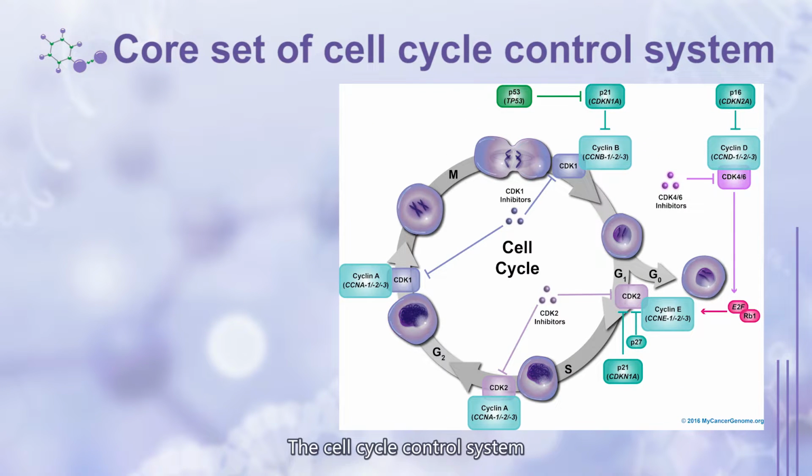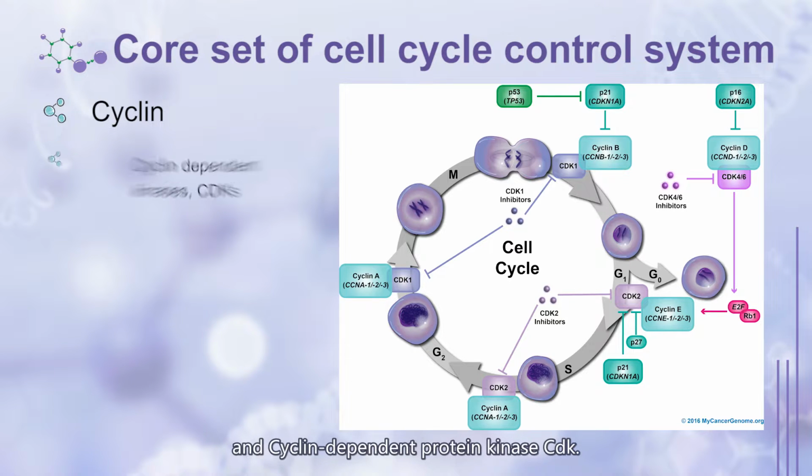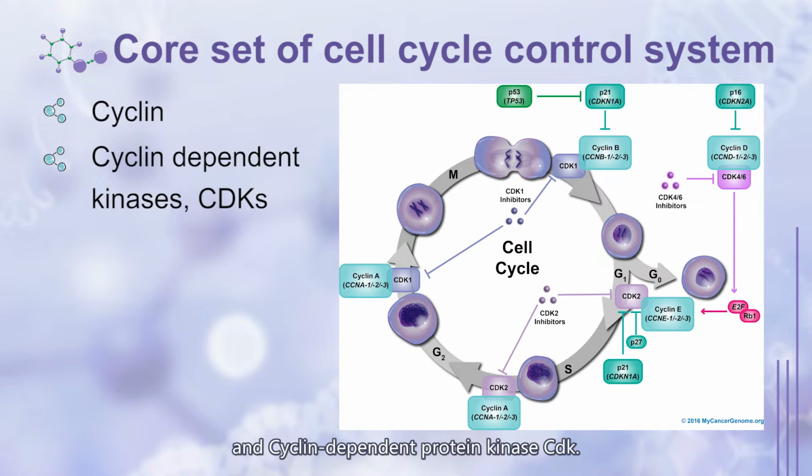The cell cycle control system is based on two families of proteins: the specialized activating proteins, cyclins, and the cyclin-dependent protein kinases, CDKs. CDKs can selectively phosphorylate downstream proteins on serine and threonine residues. Cyclins bind to CDK molecules and control their ability to phosphorylate target proteins. They can undergo a cycle of synthesis and degradation in each division cycle of the cell.